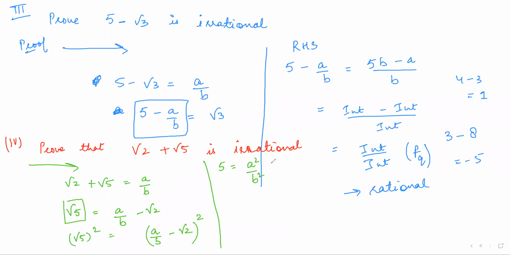Plus b square, that means under root 2 whole square, and minus 2ab. So 2 into under root 2 into a upon b. Clear? So 5 is equal to a square upon b square. This becomes 2, and then minus 2 root 2 a upon b, right?